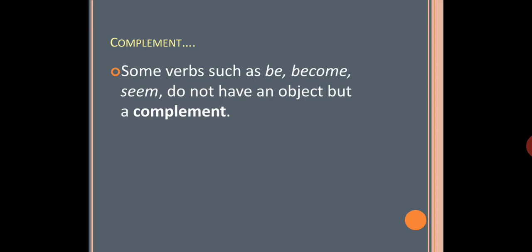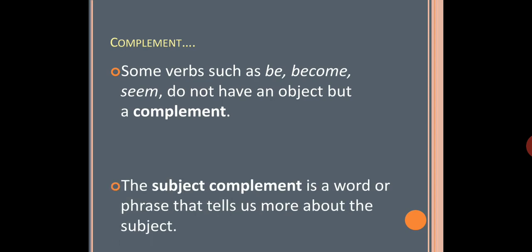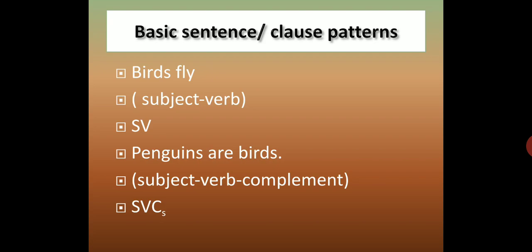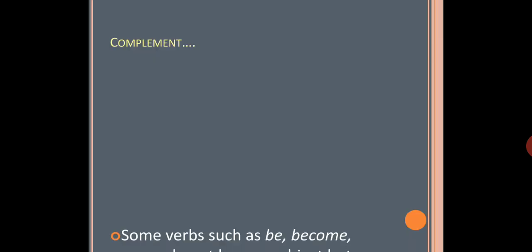So how do we represent this when you talk about sentence patterns? Capital C with a subscript S if it's a subject complement, or subscript O if it's an object complement. So should we go back to the sentence once again? The subject complement is a word or a phrase that tells us more about the subject. So here we have marked birds as subject complements because the word birds completes the sentence by explaining the penguins. Therefore, we call it the subject complement.